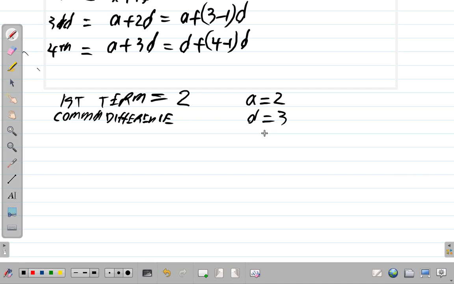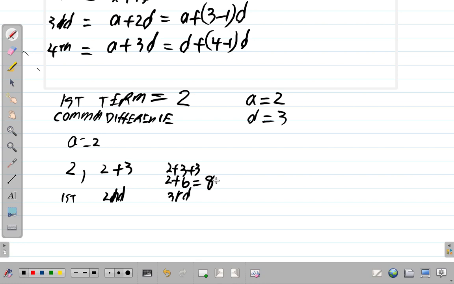Now, what we do, we start with a, which is 2. The first term is 2. Since a is equal to 2, we say 2. The next term must be 2 plus 3. Right? So this is the first, this is the second. The third term would be 2 plus 3 plus 3, which is 2 plus 6, which is 8. What is the fourth term? It was this, which was 2 plus 3 plus 3. That's what you had before. Then you plus 3. You can see that this is 2 plus 9, which is 11.